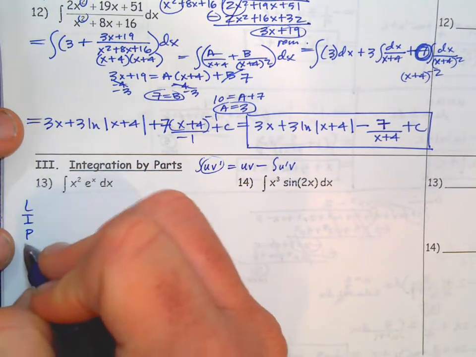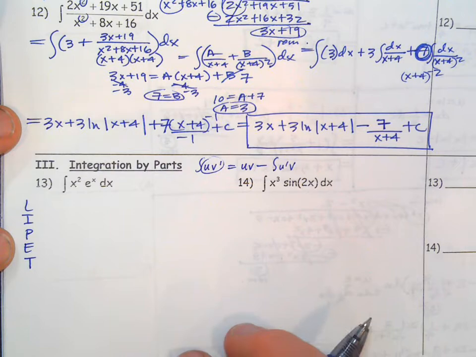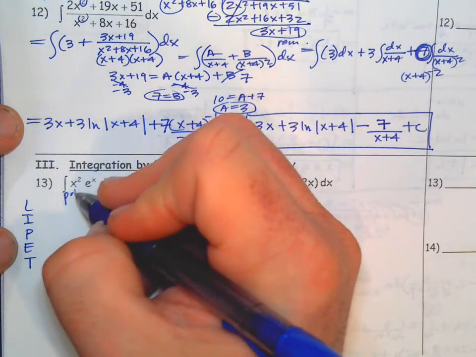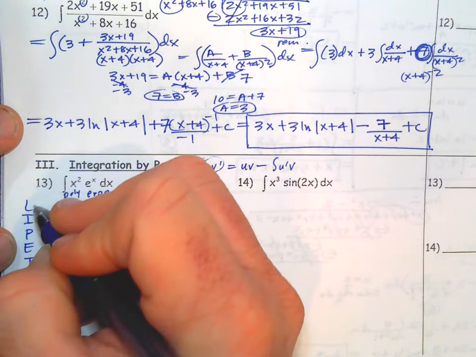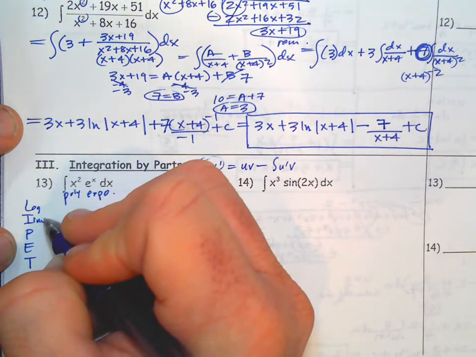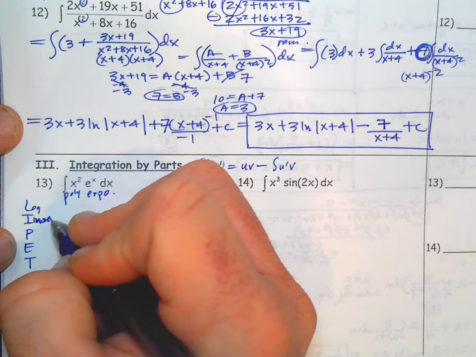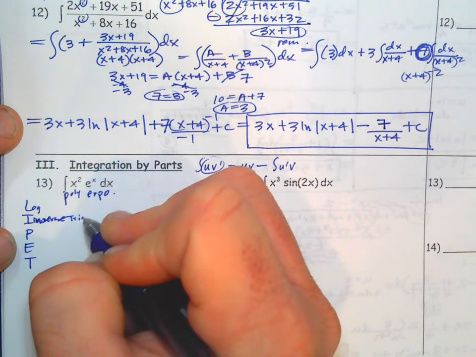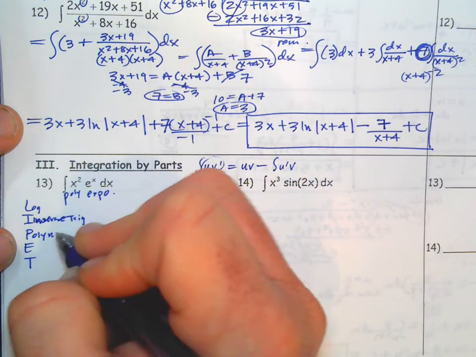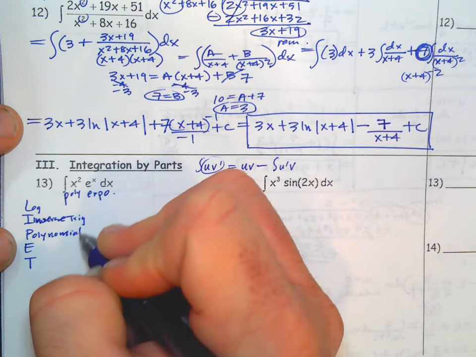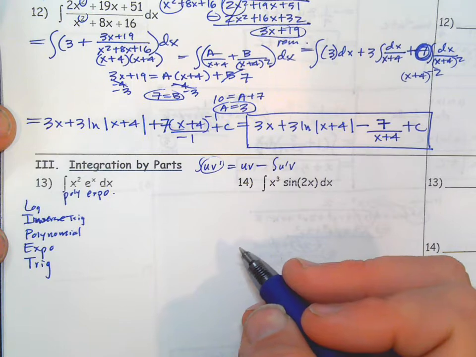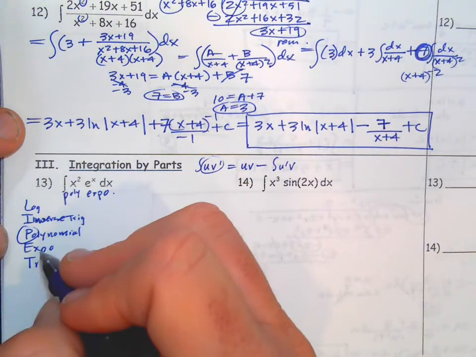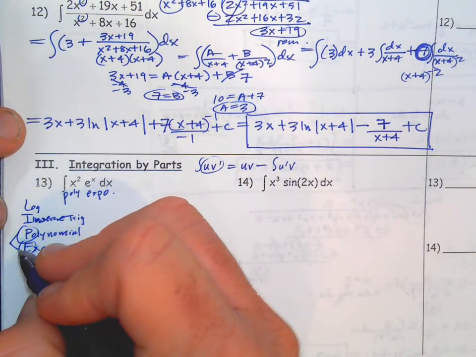LIPET helps you with order. So this is polynomial, this is exponential. If you need to write that out the first time: log, inverse trig, polynomial, exponential, and regular trig. Okay, so we have poly expo, which qualifies for a shortcut.